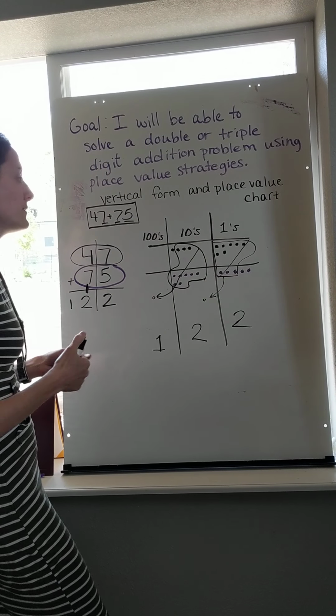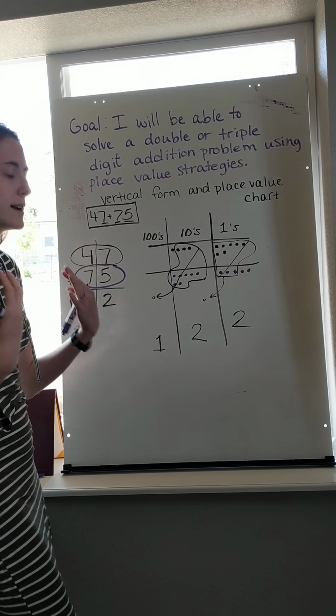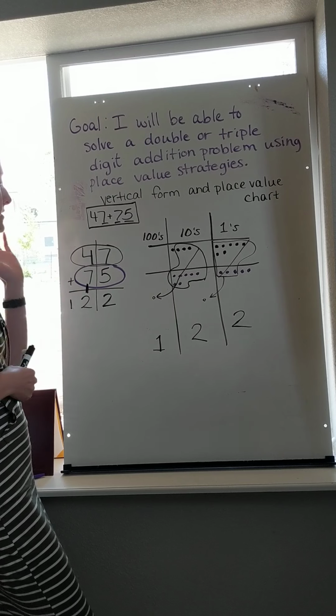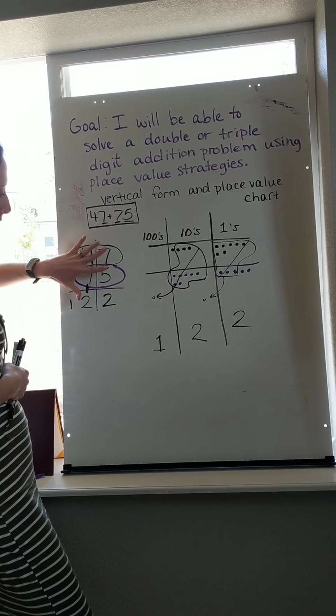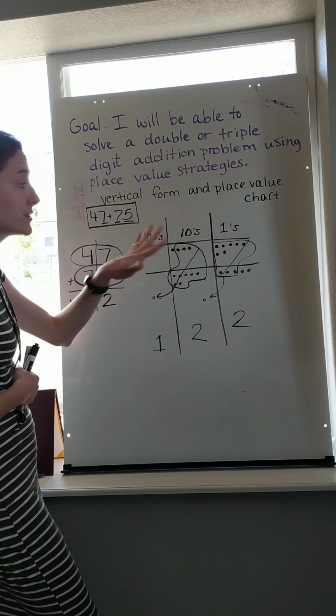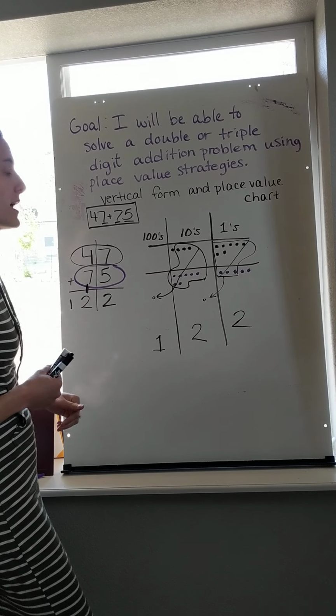Okay, so now that we've done that version of the problem, which a lot of you have been practicing for a while, I want you on your assignment to make sure that you solve with your vertical form, showing your new tens below, and with your place value chart. Both strategies to make you even stronger at your math, okay?